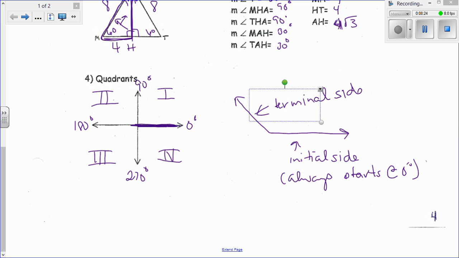I know it's kind of a little bit morbid to think about, but terminal means it terminates. So somebody who has a terminal illness means their life is going to end, and that's where our angle ends because it terminates, it ends. Okay, next page.